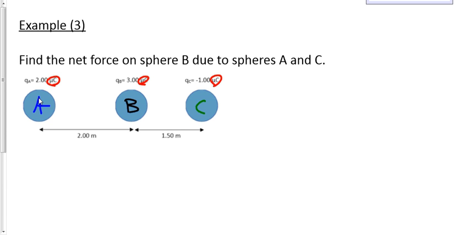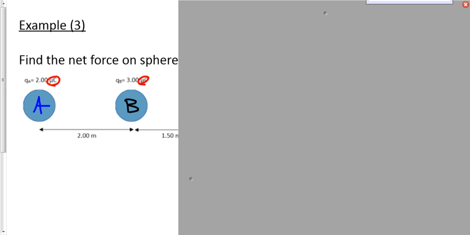If this was a physics 20 problem, we had a force of A on B and a force of C on B, what would you do before you started finding the values of the forces? Draw a free body diagram, right? Let's draw a free body diagram for object B. Let's pretend C is not even there, okay? A and B, that's it. Did they attract or repel? They repel. How do you know? Because they're like charges. Good.